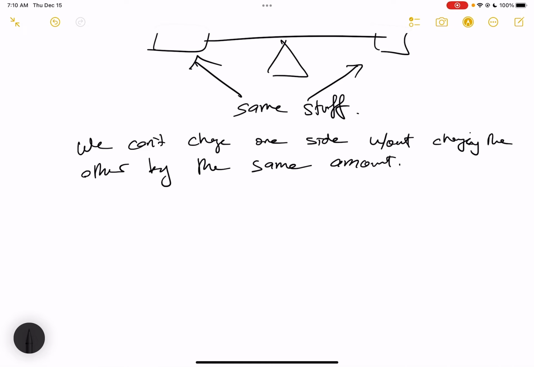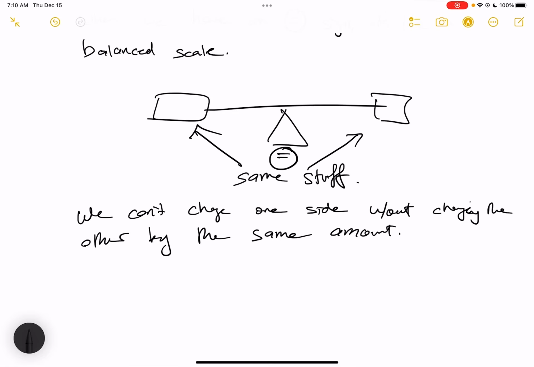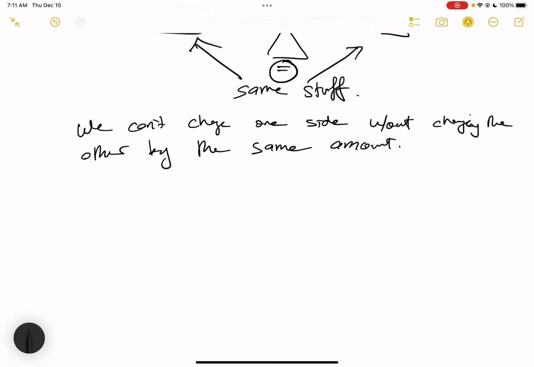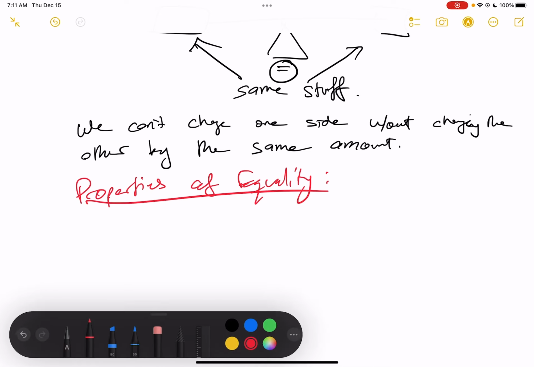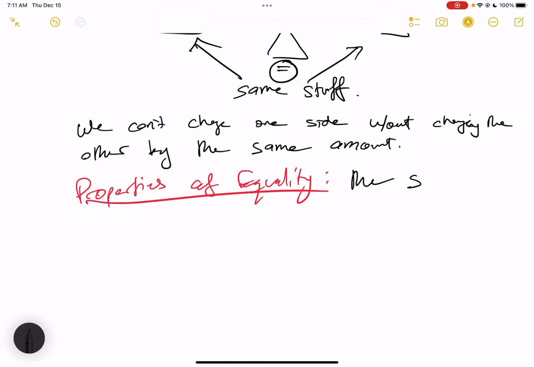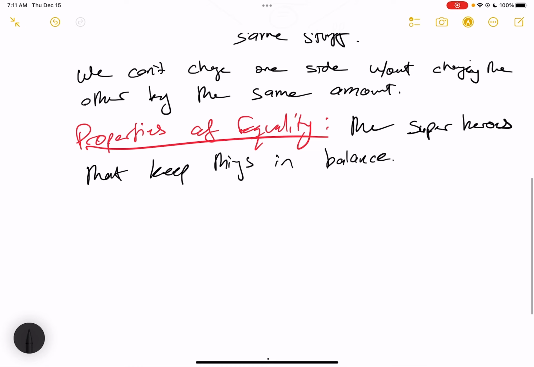So how does that work? Whenever you have an equal sign, which is basically what this balance is trying to represent, you have to do the same operation to both sides. So that's where we come with the properties of equality. The superheroes that keep things in balance. And there are 4 of those properties we're going to take together.